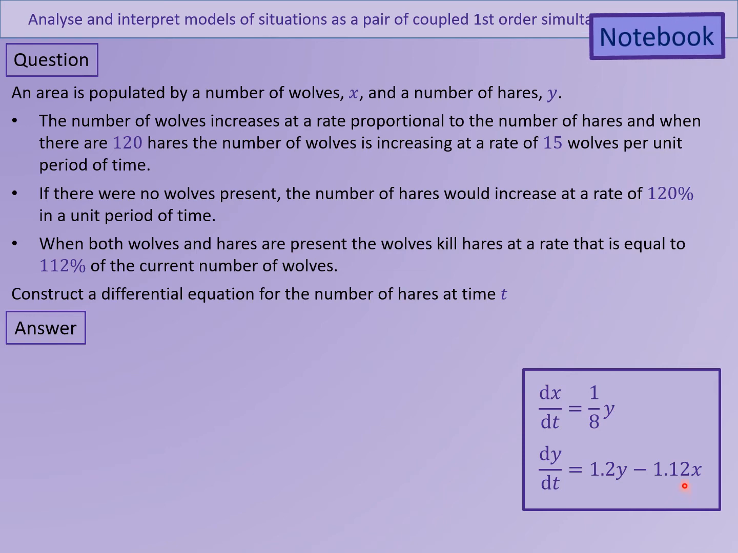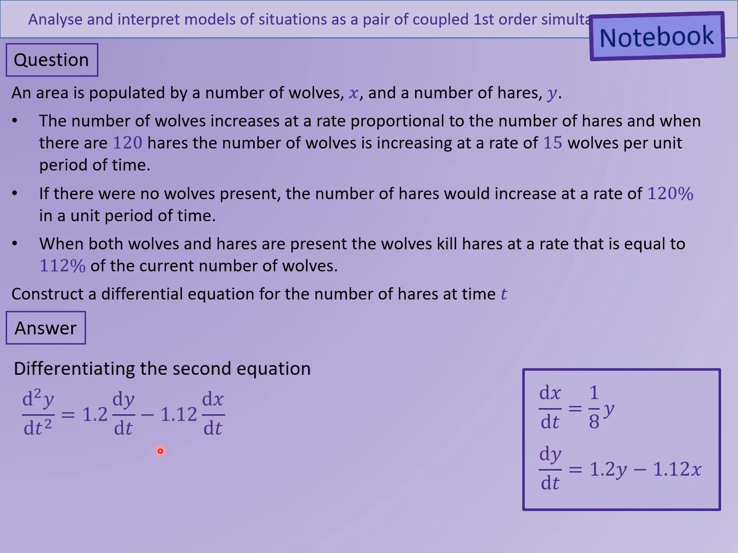Well, the first thing I'll do is, I know I haven't got an x, but I do have a dx over dt. So if I differentiate this bottom equation and get that x as dx over dt, then I can just do a substitution, and then I'll be sorted. So I've got the second derivative there equals 1.1 dy over dt minus 1.12 dx over dt. And if I substitute that in then, I've got 1.12 times an eighth y.